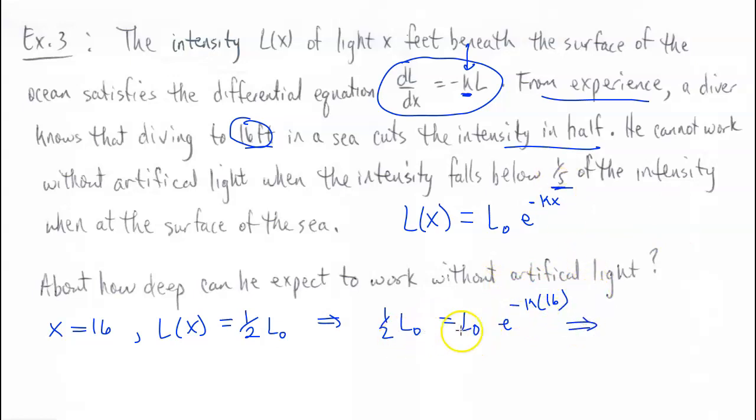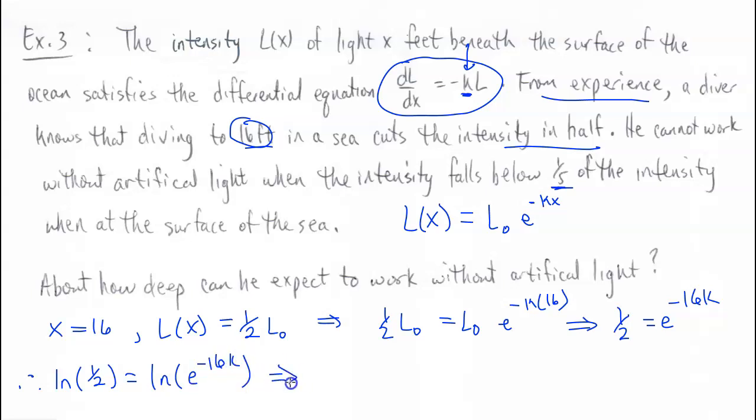If I divide both sides of my equation by L naught, the initial light intensity, I'm going to have 1/2 equal to E raised to the minus 16k. From there, using logarithm properties, I can take the natural log of both sides. That's one way I can handle it. So the natural log of 1/2 equals, on the right side, log base E of E raised to anything, which is just whatever that anything is. Then I can divide both sides by negative 16. So that is my value of k.